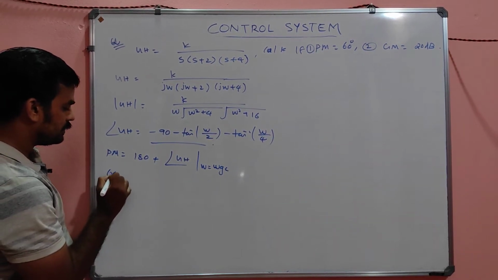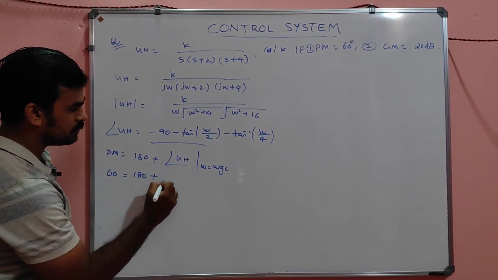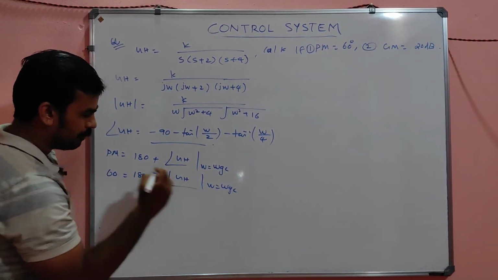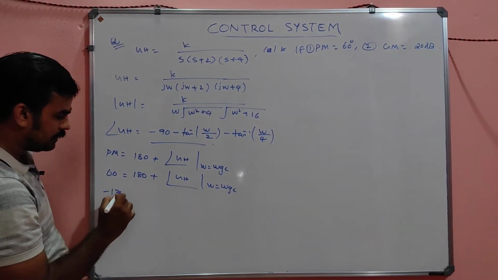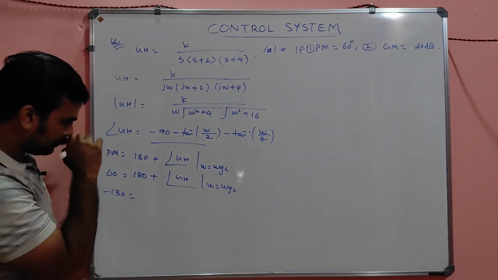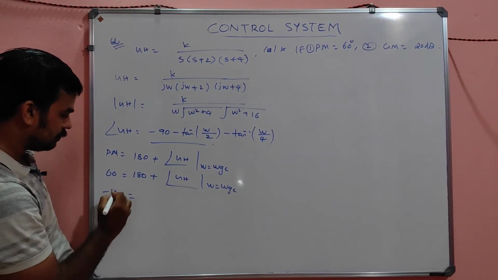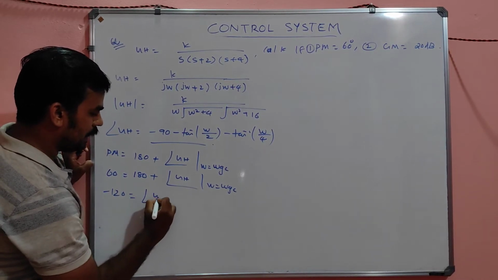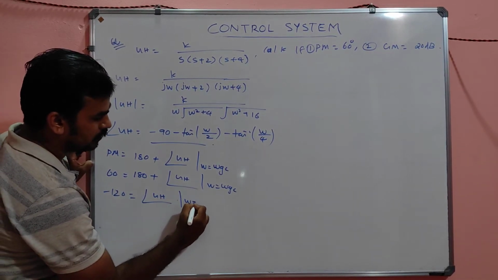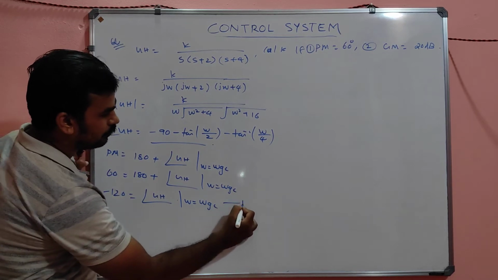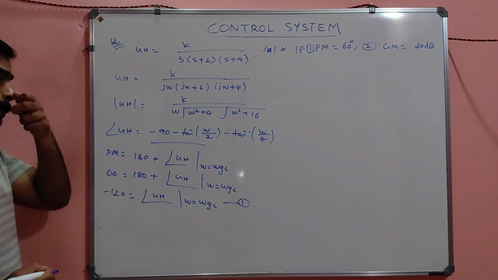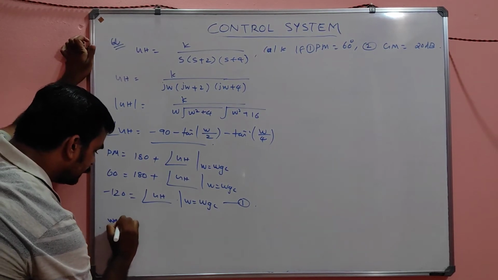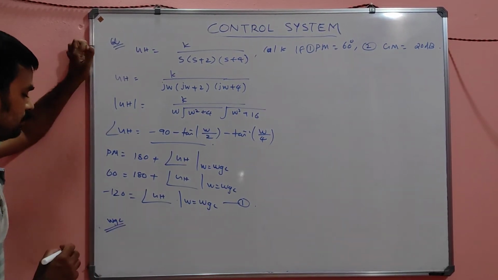So phase margin is given as 60 degrees equal to 180 plus angle of GH at omega equal to omega GC. So I can say that minus 120 equals angle of GH at omega equal to omega GC. That will be equation number 1. So omega GC you have to calculate, right? So what is omega GC then?